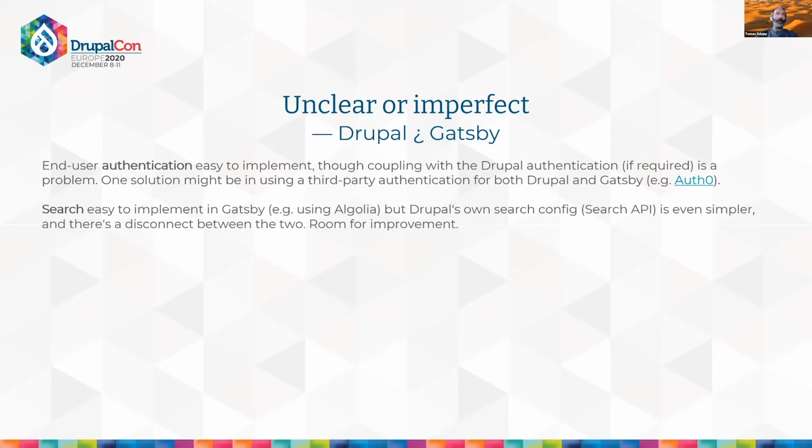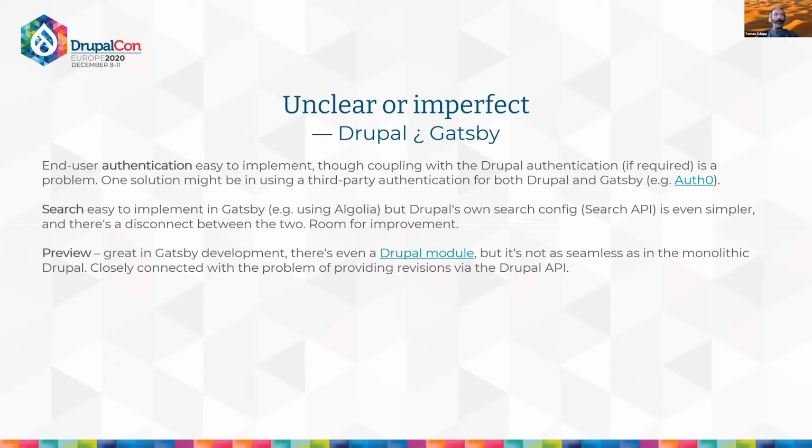Search, again, is easy to implement in Gatsby alone, but I find that Drupal's own search configuration using Search API is still more superior, so there is definitely room for improvement. Preview is fantastic in Gatsby development. There is even a Drupal module that leverages it, but I don't think it's as seamless as in the monolithic Drupal. So this is connected with providing revisions via the Drupal API.